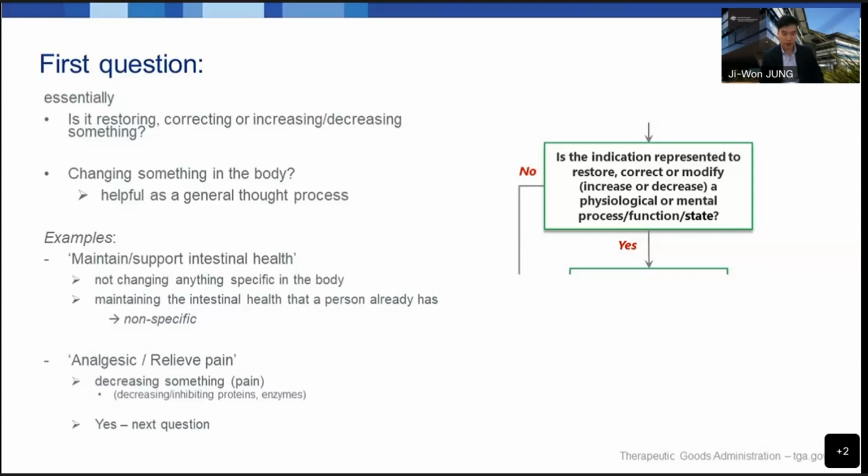For the next example, analgesic or relief of pain. When you think about this, it is decreasing something, which is pain. And how this is done is that it can go through the physiological pathway in which it can decrease or inhibit proteins and enzymes involved in the pain processes in the body. So essentially, when you're decreasing something, and you go back to what the original question is asking, it is modifying or decreasing a physiological process. In this case, you would answer yes to this question. So you'll go to the next question.